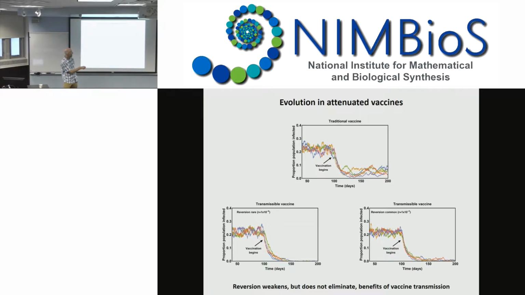Over here, we just raise the rate of reversion to 1 times 10 to the negative 3, and it does what you'd think. This rises up a bit. So we get more vaccine-derived outbreaks, but the fact is we're still doing a lot better than we were with the traditional vaccine, at least at the population level. So reversion weakens the benefits.